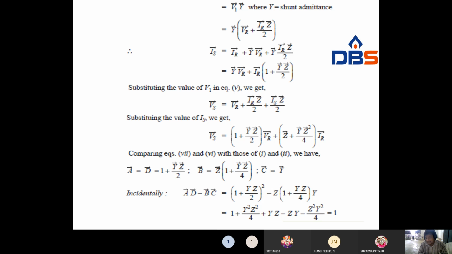Now prove the other network property, that is AD minus BC. We know the A value and D value, 1 plus YZ by 2 whole square, minus BC. After rearranging all these things, we cancel out all parameters. One is remaining, that is AD minus BC equal to 1. That means the medium transmission line for the Nominal-T method proves it is a symmetric network and also a reciprocal network, right? So similarly, Nominal-π.